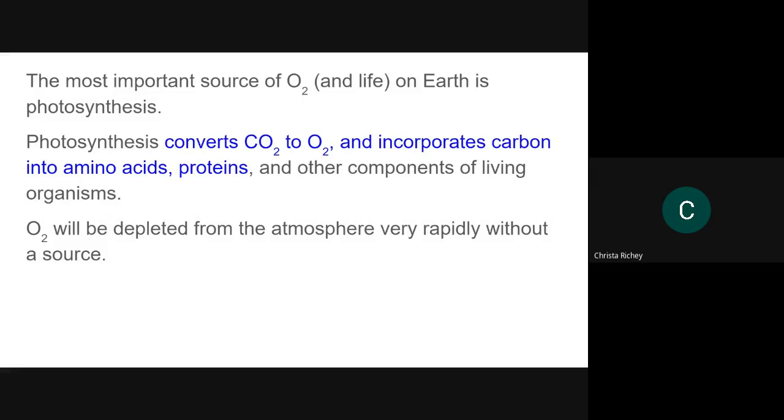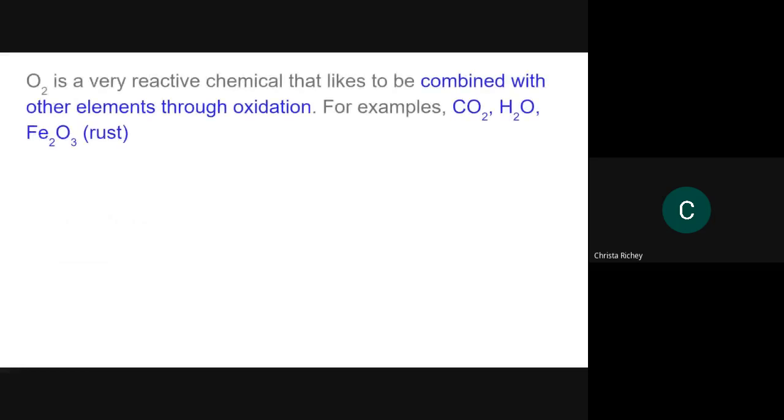Volcanoes are pumping carbon dioxide out. They're pumping water out. It's just sort of interesting how everything happens just perfectly on the planet.